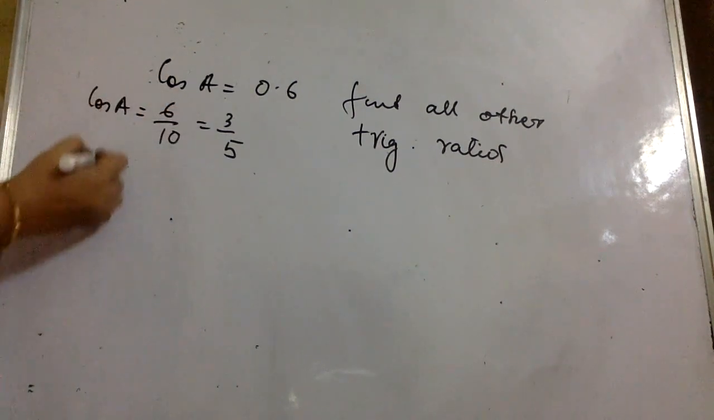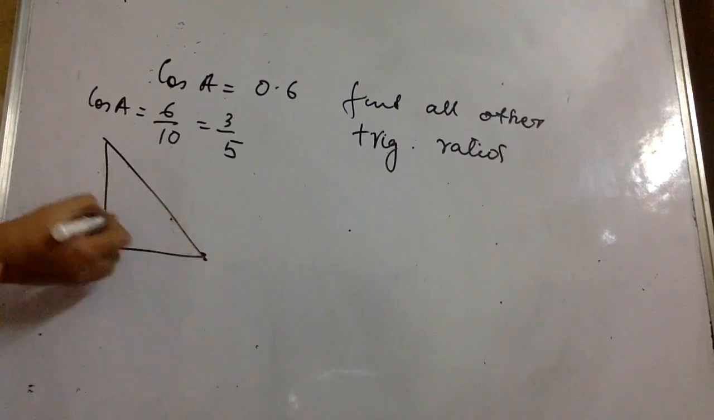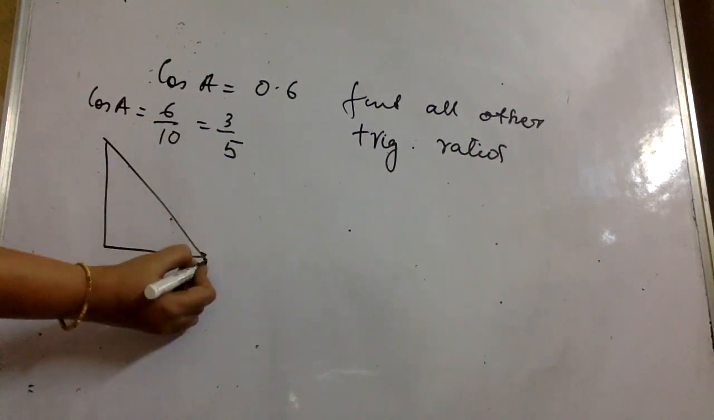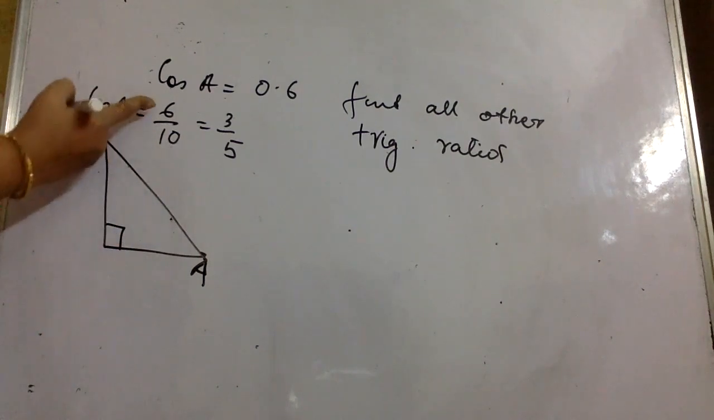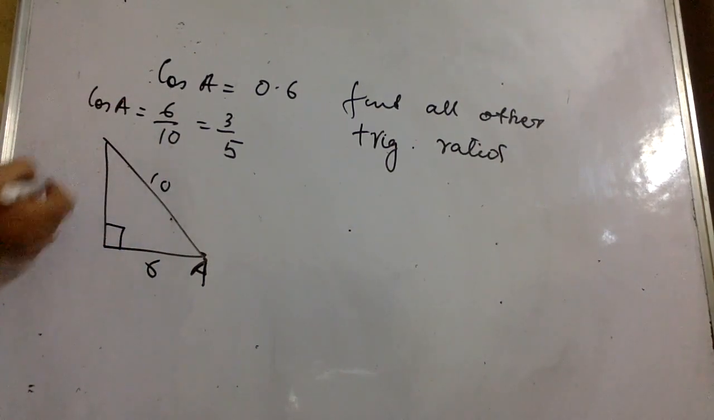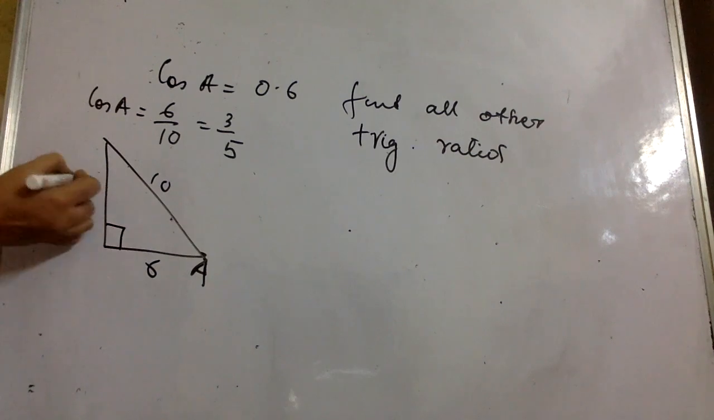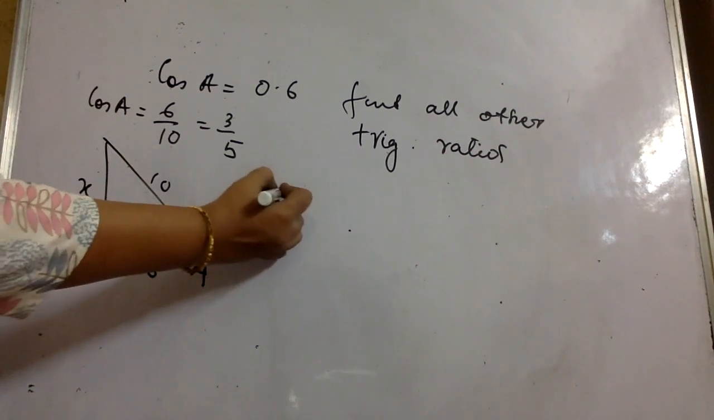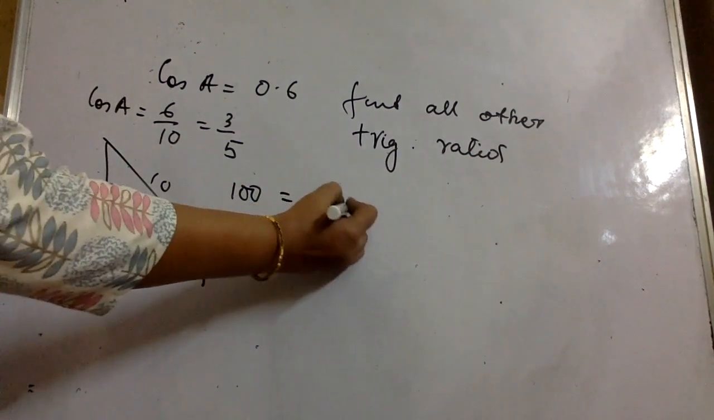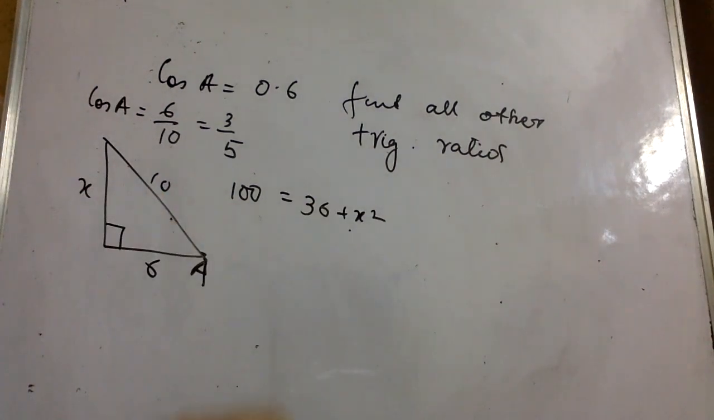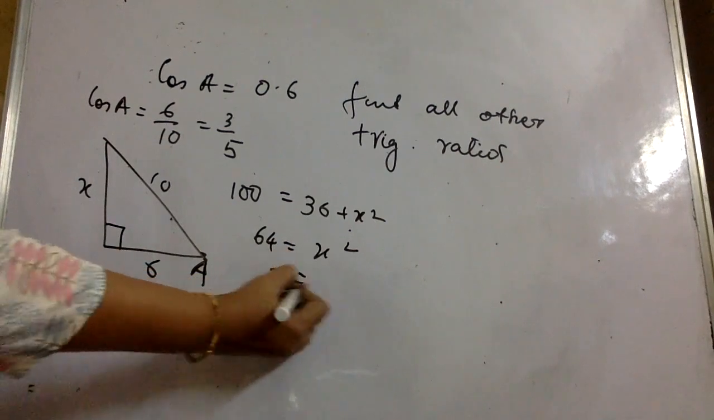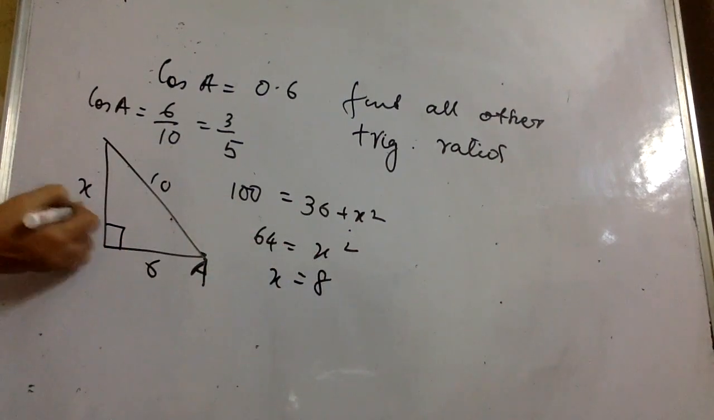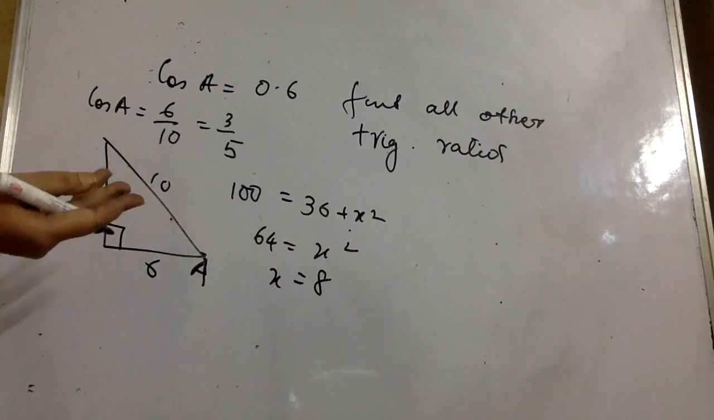Then here goes your triangle. Draw the triangle, put the A, B, C. If you don't put it, it is fine. Here, this is your base and here is your 10. Now find this. Make it x. 100 is equal to 36 plus x square. I have used Pythagoras here. X square is 64. X is 8. Right? So x is 8 using Pythagoras theorem.